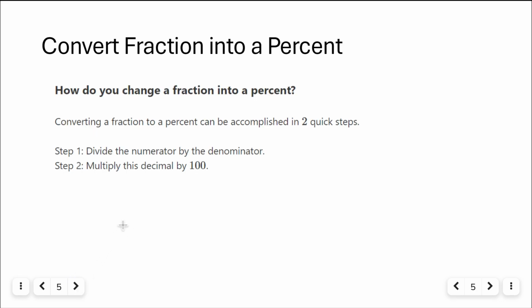So now to convert a fraction into a percent, okay, it takes one more step. Divide the numerator by the denominator, which we just did in the last 2 slides, and then multiply the decimal by 100.